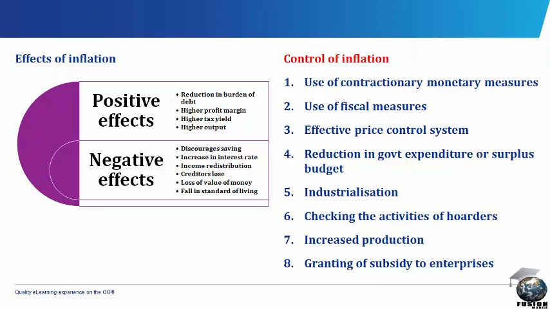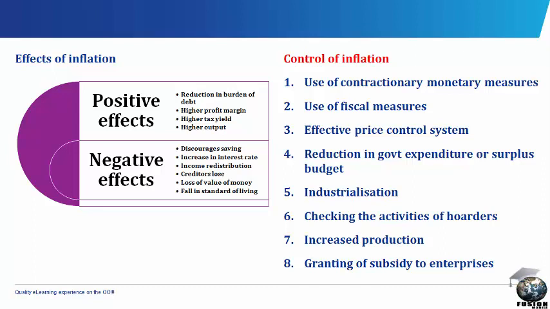Use of physical measures. Inflation can also be controlled with the use of physical measures to reduce the amount of money in circulation. Example, increase in direct taxation. Effective price control system. This can also be controlled through the use of effective price control system. Example, price control board by government officials and the application of rationing to maintain price level.